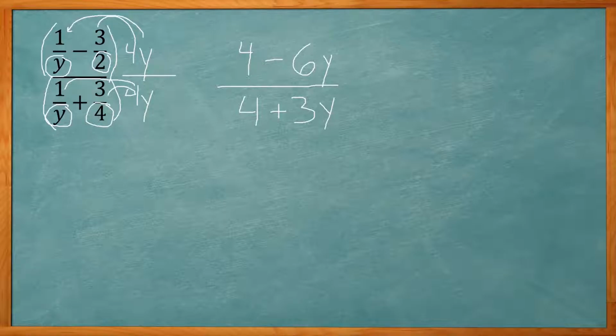Okay, so the way to do that is just to pick a random value for y. I was going to choose a small number, any number from 2 to 9 usually works. So I'm going to choose 2, and I'm going to plug in 2 for y. So I'm going to plug in the 2 in the original equation. So you get 1 over 2 minus 3 over 2 all divided by 1 over 2 plus 3/4.